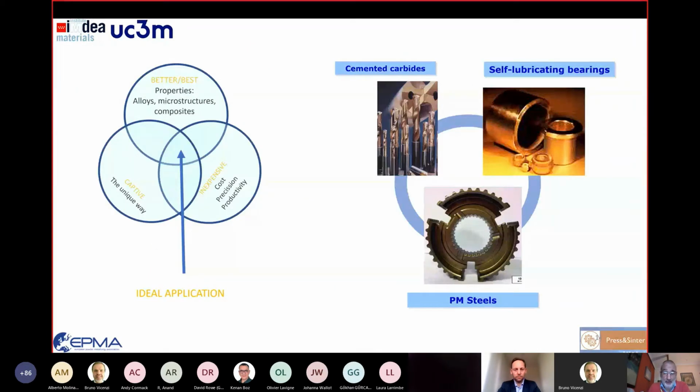So maybe we can say that cemented carbides, hard metals, self-lubricating bearings, and PM steels are the core of the PM industry in some way, and are also the three kinds of materials that are produced by press and sintering to the greatest extent. At the end of this short presentation, I will show you a breakdown of the market, and you will see how these three families of materials cover most of the production of PM materials in the world.